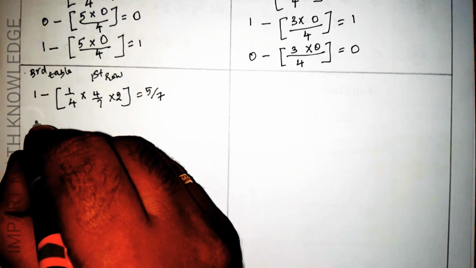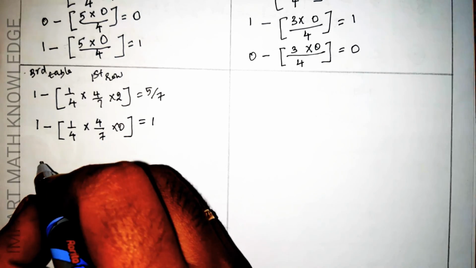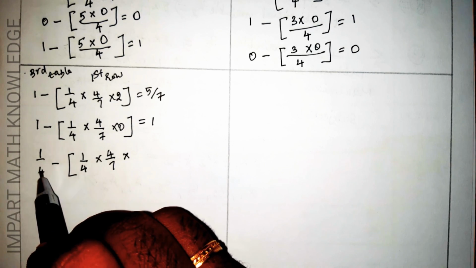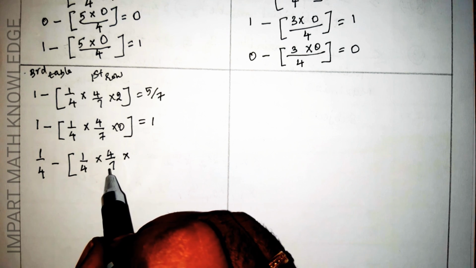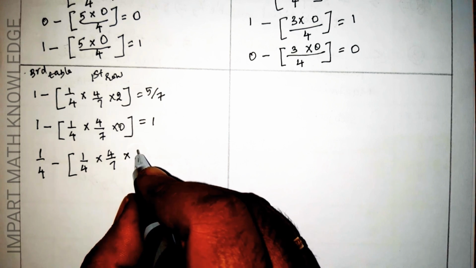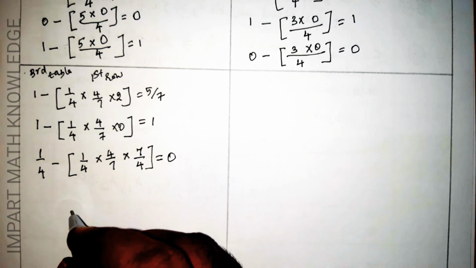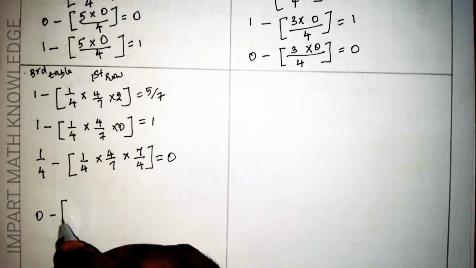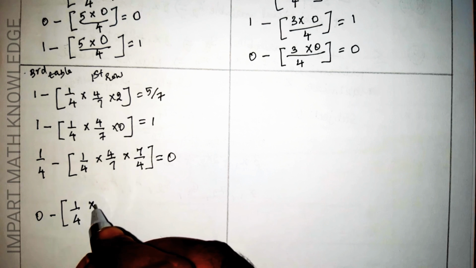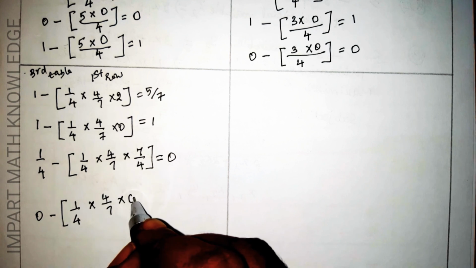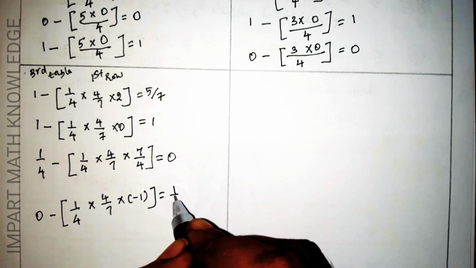The next value, old value is 1 minus 1 by 4, key column value. Key value is 7 by 4. That can be written as 4 by 7 into 0. So the value is 1. The next one is, old value is 1 by 4. 1 by 4 minus key column value into key value into key row value 7 by 4. If you simplify this, you will get 0. The next one, 0 minus 1 by 4 into 4 by 7 into minus 1. That is 1 by 7.